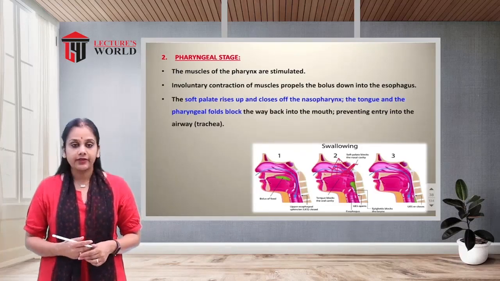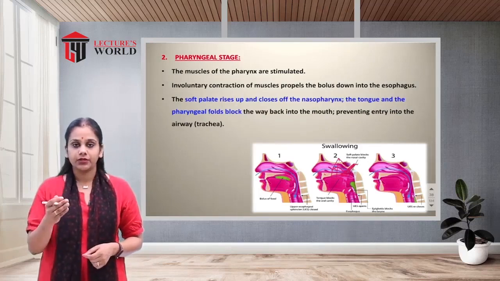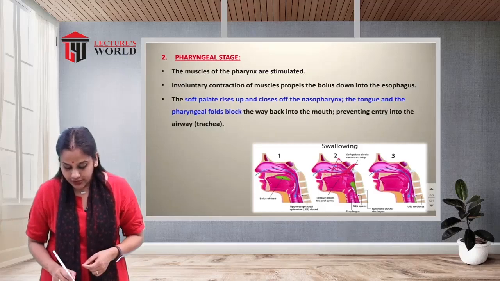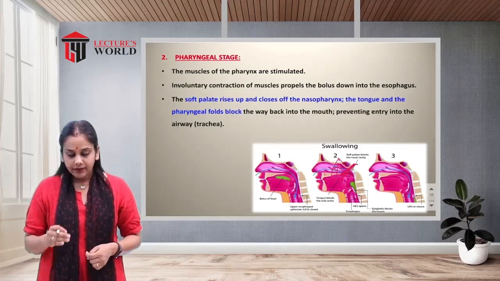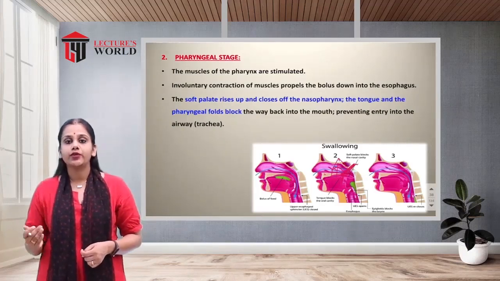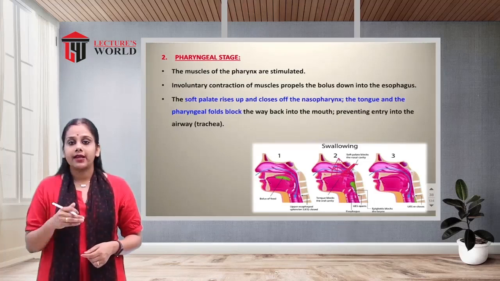So the tongue and the pharyngeal fold block the way into the mouth. At that time the tongue and pharyngeal fold block the mouth area as well as the trachea. So it prevents the entry of the food back into the mouth as well as into the airway.